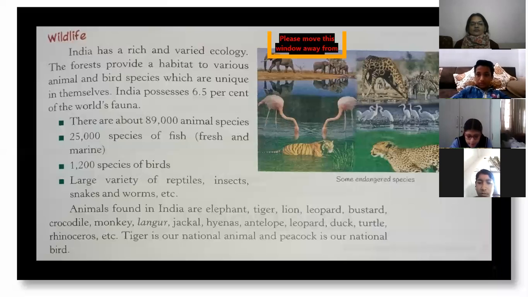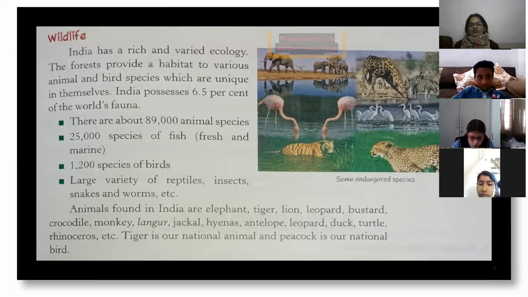We have 89,000 animal species, 25,000 species of fish and 1,200 species of birds in India. A large variety of reptiles, insects, snakes and worms are also found. Animals found in India are elephants, tigers, lions, leopards, bustards, crocodiles, monkeys, langurs. Langur is also a type of monkey only, okay? Jackals, hyenas, antelopes, leopards, ducks, turtles, rhinoceros, etc.